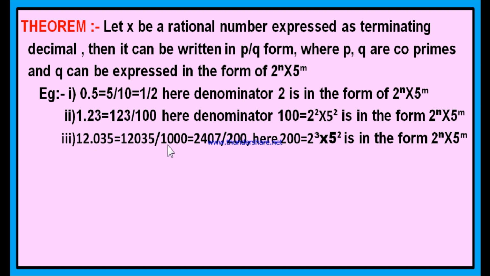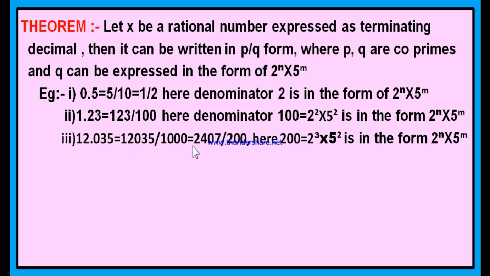If we convert it into p by q form, after the decimal there are 3 places, therefore remove the decimal and write 12,035 divided by 1000, as there are 3 places after the decimal. This is now 12,035 divided by 1000. You can cancel 5, because p and q should be co-primes. First of all, you may cancel 5 in both numerator and denominator.